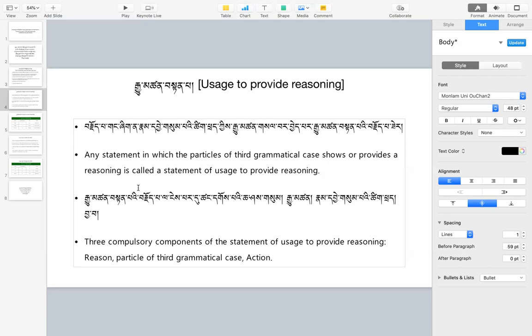Okay, so let us understand this with examples. So let me provide an example.